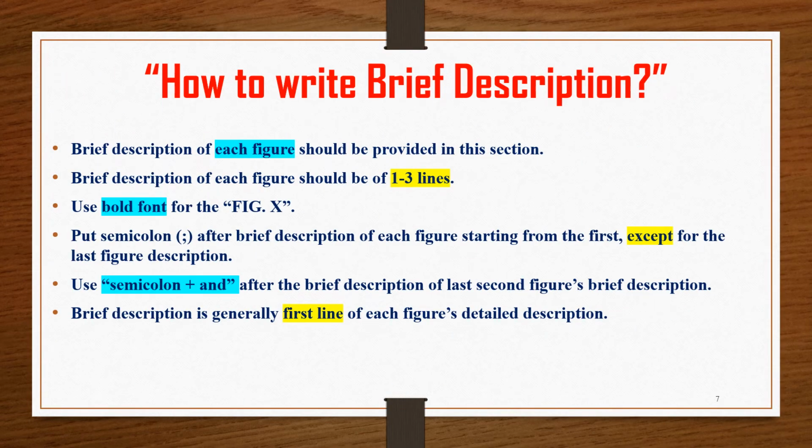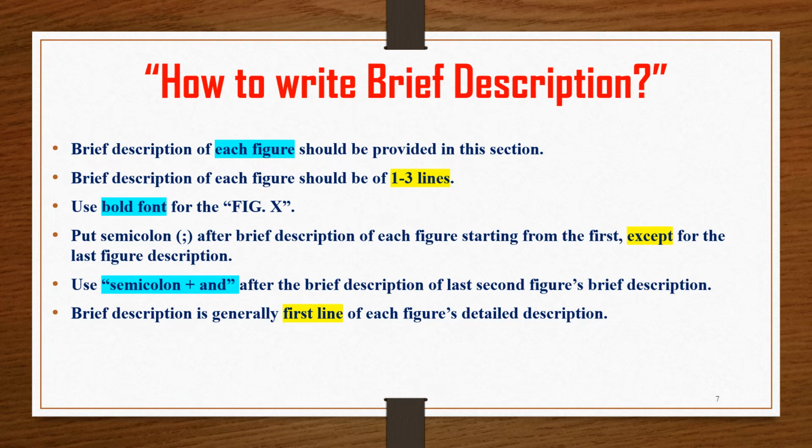Now, how to write a brief description? What is the process? Okay. So we can say brief description of each figure should be provided in this section. That means in this particular content of the complete specification, brief description for each figure should be provided. Fine. The next point is, brief description of each figure should be of 1 to 3 lines. That means the limitation is 1 to 3 lines only. Fine. The next point is, use bold font for the figure X. Just an example, nothing else.